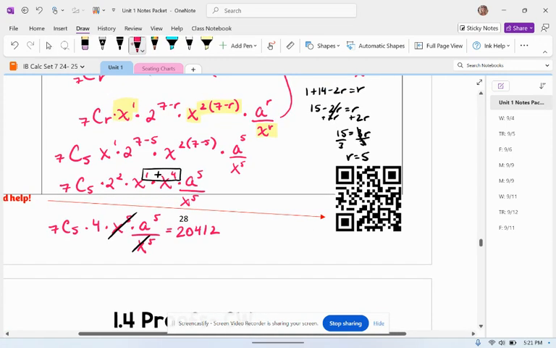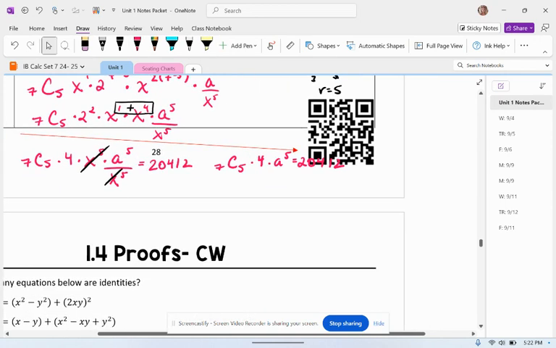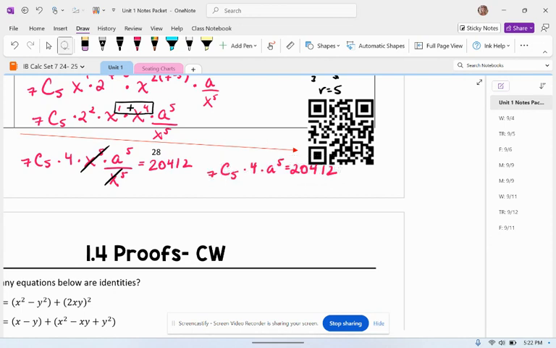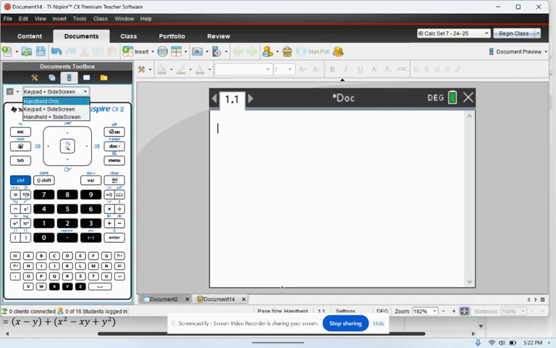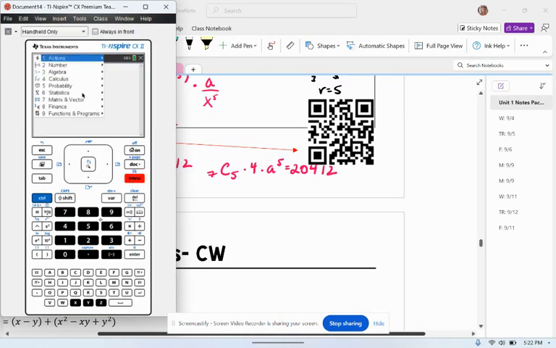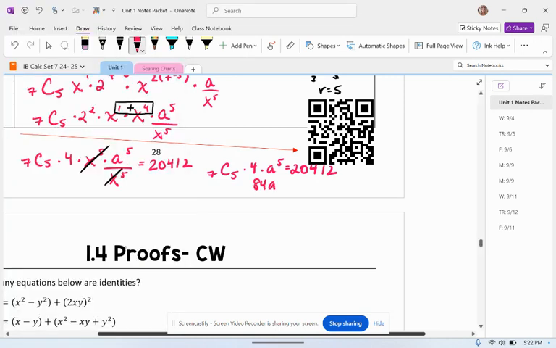Now I've got 7 choose 5 times 4 times a to the 5th equals 20412. Let's type it in. I've got menu 5, 3, and that's going to be 7 choose 5. We multiply that by 4, and that gives me 84a to the 5th equals 20412.